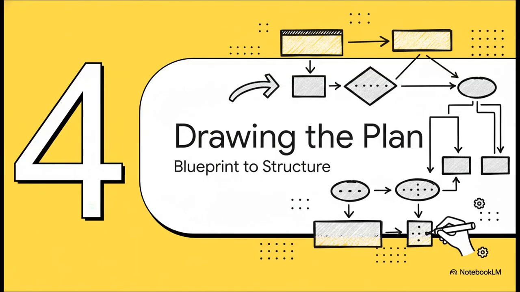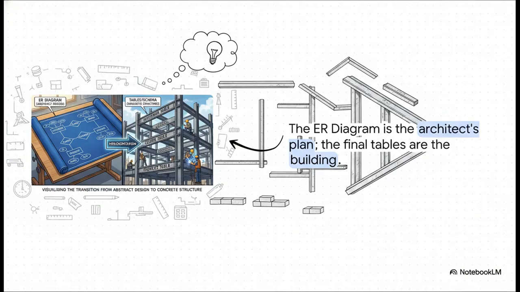So we have all the pieces of the puzzle now: entities, attributes, and relationships. But how do we put them all together to create a solid plan before we build anything? We do that by drawing something called an entity relationship diagram, or ER diagram. Honestly, this is the perfect way to think about it. The ER diagram is your architect's blueprint. It is a visual plan that shows every single entity, attribute, and relationship before you write even one line of code. The final database tables, well, they're like the steel frame of the building, constructed precisely from that plan.